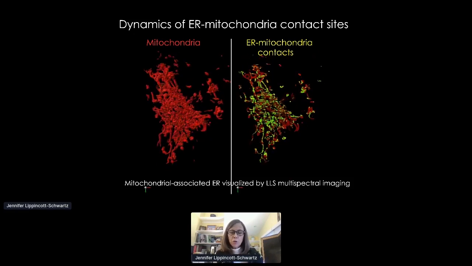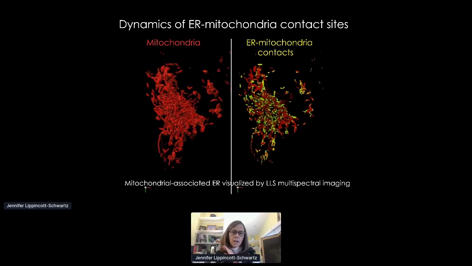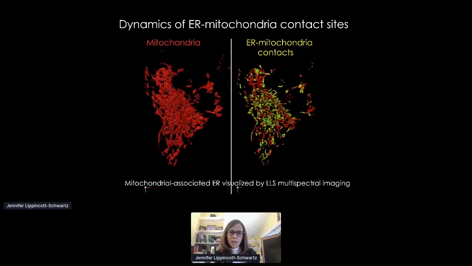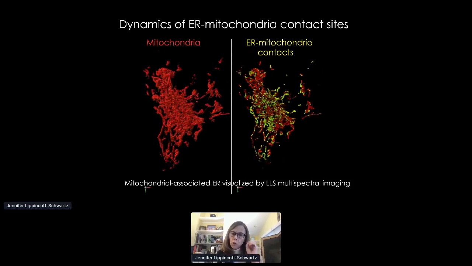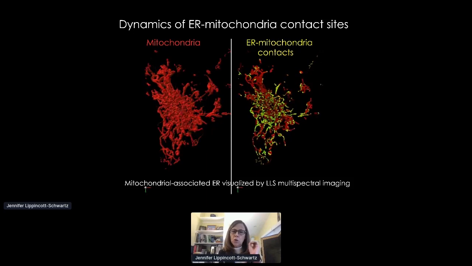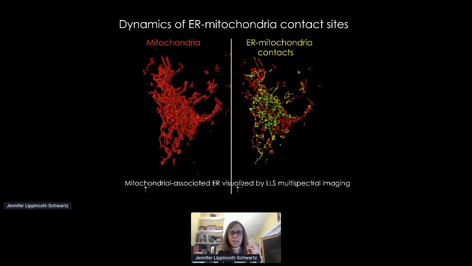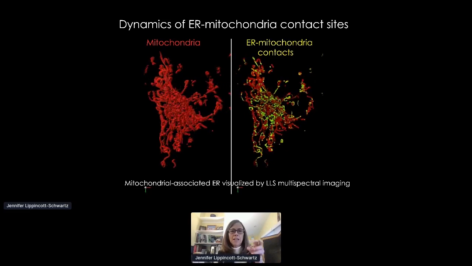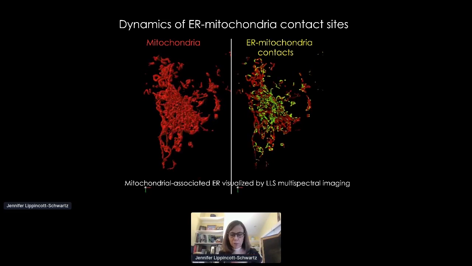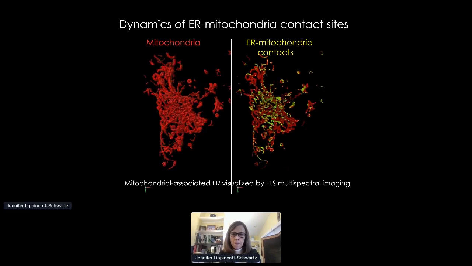Here are the ER mitochondrial contacts. They're abundant. They're all over the surface of the mitochondria. They're playing critical roles in allowing lipid to traffic from ER to mitochondria and vice versa, as well as calcium flux and other metabolic flux between these two different organelles.